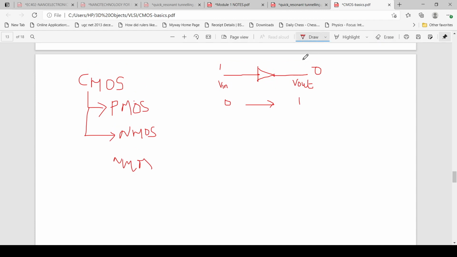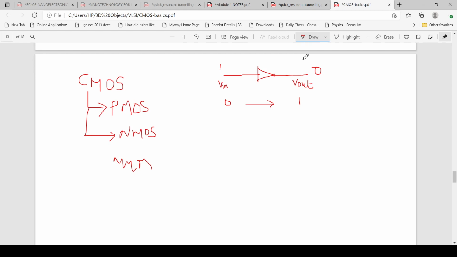In this lecture, we will discuss CMOS as an inverter. So first, let's see what an inverter is. What is the function of an inverter? An inverter is a circuit that will just flip the input that we are giving. If you give 1, the output will be 0, and if you give 0, the output will be 1. This is the simplest working of an inverter.